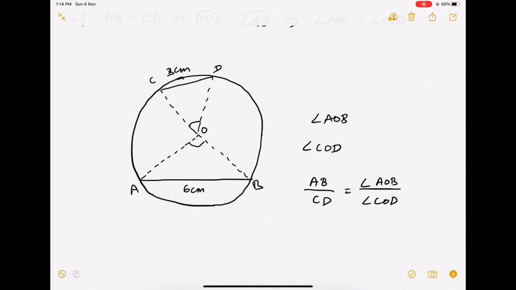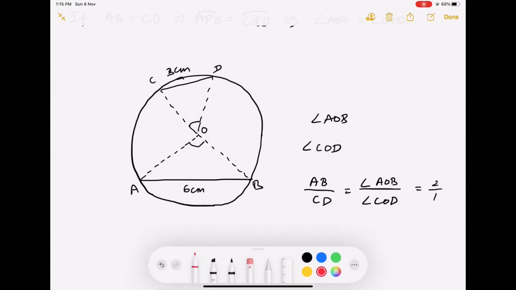So since AB was twice of CD, this ratio of angles AOB and COD will also be equal to 2:1. So the angle subtended by AB will be double that of the angle subtended by CD. The lengths of the chords or the arcs and the angles subtended at the center are proportional.